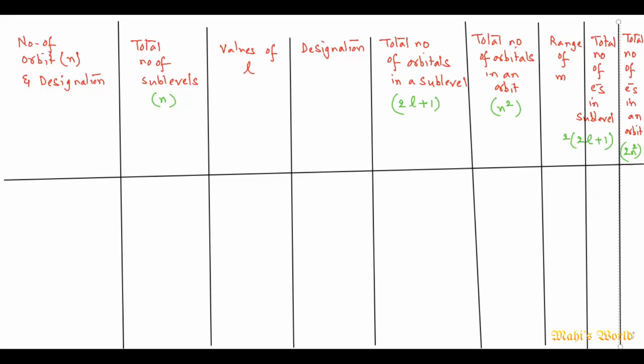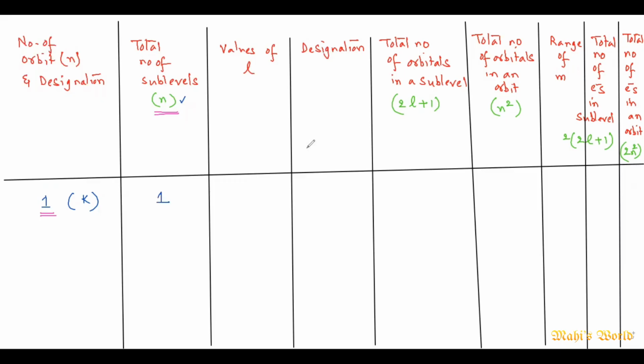Okay. Now let me start with the first orbit. The number of the orbit, of course, is 1, and the designation given to this orbit is K. First orbit is also called K. And the total number of sublevels that can be accommodated in the first orbit is nothing but n, only 1 again, because the value of n is 1.